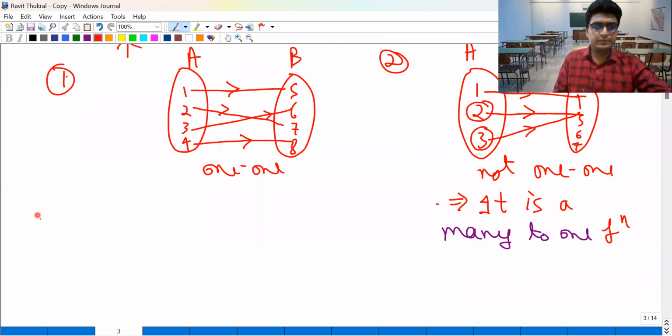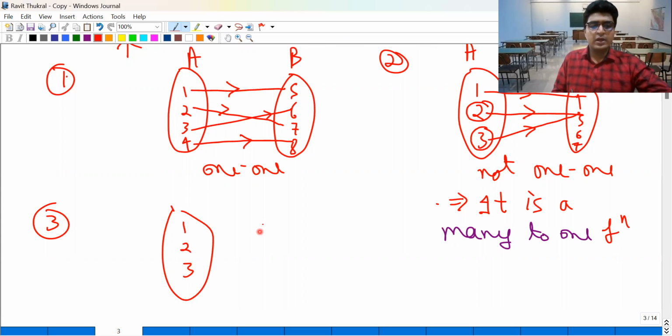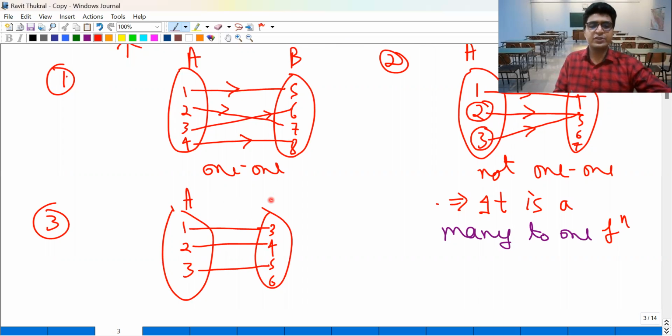Now, let's take one more example to make it more clear. If the domain contains 1 to 3 and the codomain contains 3, 4, 5, 6, 1 is mapped to 3, 2 is mapped to 4, 3 is mapped to 5. Is it 1-to-1? The first thing to question is whether it is a function, because an injective function is a function, so it has to be a function first. Is it a function? Yes, because each element in A is mapped to exactly one element in B.